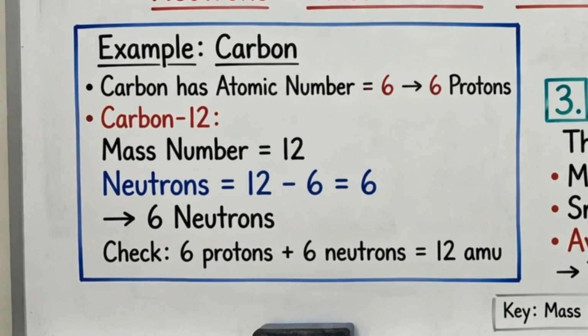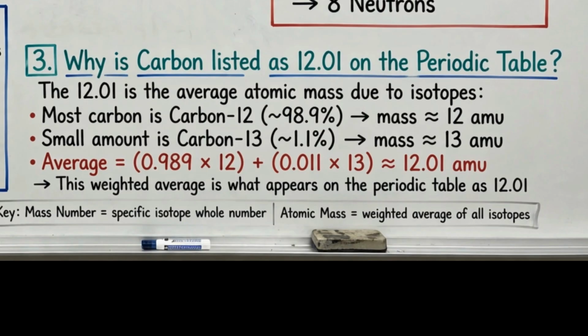But wait a sec, if mass is just protons plus neutrons, why on earth does carbon say 12.01 on the table instead of a clean whole number? Finally, let's demystify that weird decimal. It's all about isotopes. That 12.01 is actually a weighted average.